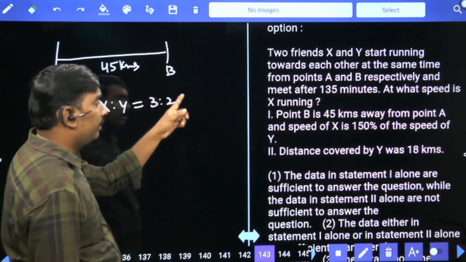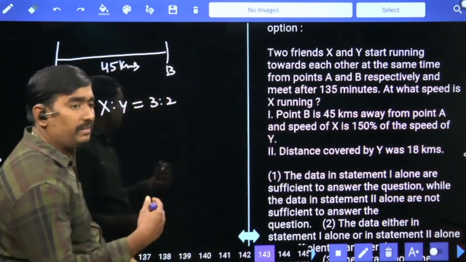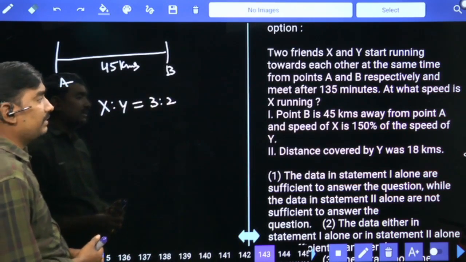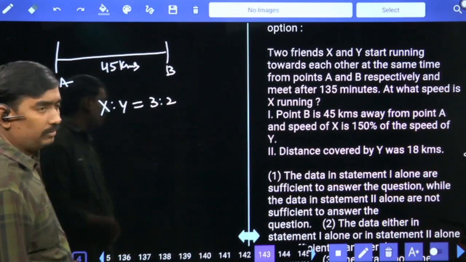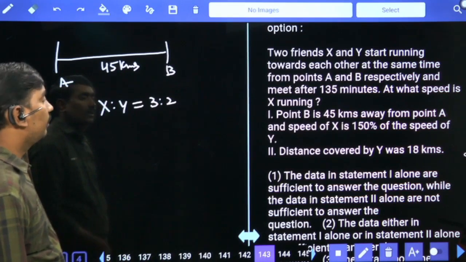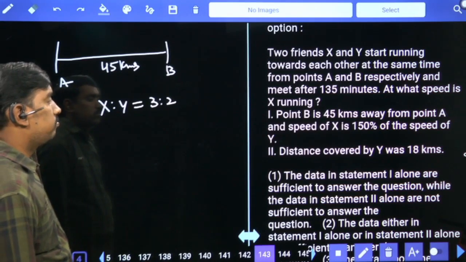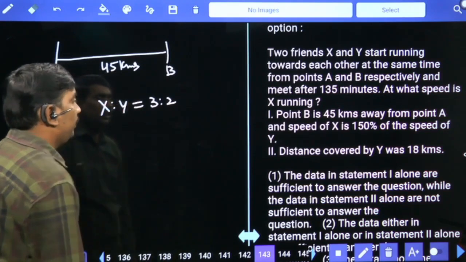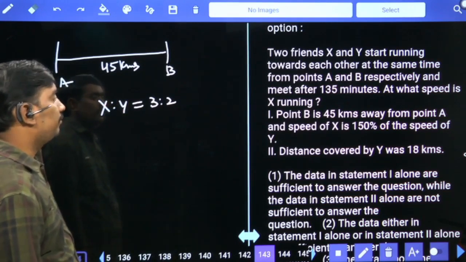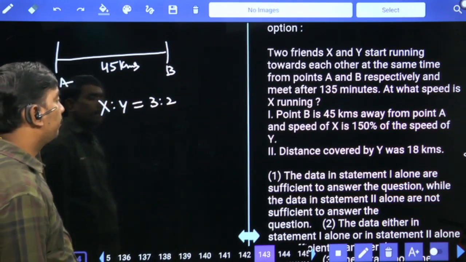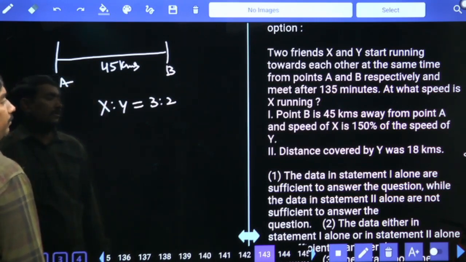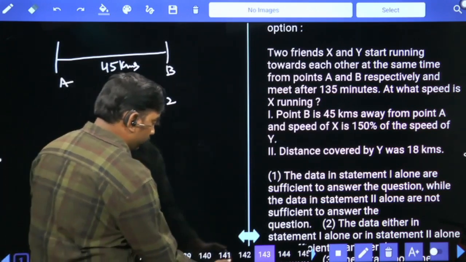Out of 45, Y covered 18. It means the remaining distance was covered by X only, 27 kilometers. Then we can say what the speed is. Speed ratio 3:2, time ratio 2:3. Total time we know. Entire speed. Yes, both are required.